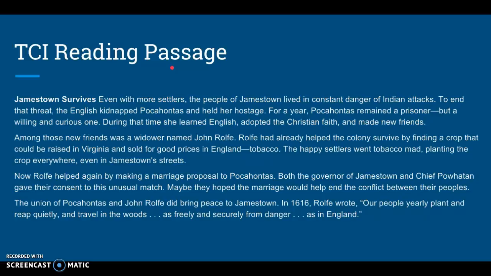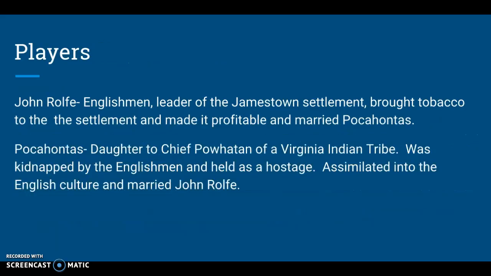Remember that you are making some sort of hypothesis, some sort of claim with a thesis, and your research needs to prove that claim. So keep that in mind as we go through this presentation and as you think about your thesis. Make sure you have the players, who was involved in your event, in your topic. In mine it would have been John Rolfe and Pocahontas.